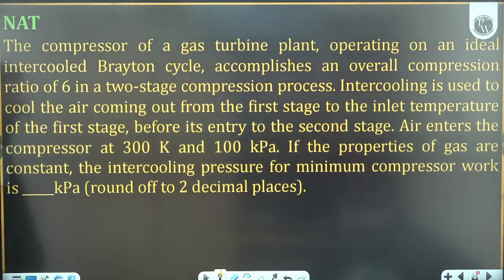Intercooling is used to cool the air coming out from the first stage to the inlet temperature of the first stage before its entry to the second stage. Air enters the compressor at 300 Kelvin and 100 kPa. If the properties of gas are constant, then the intercooling pressure for minimum compressor work is. What will be the intercooling pressure for minimum compressor work? Quickly calculate it. What is the answer you are getting?